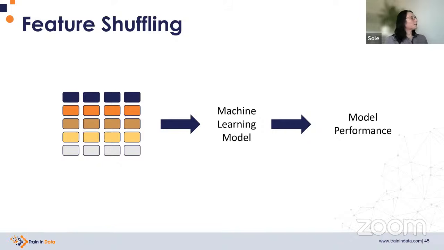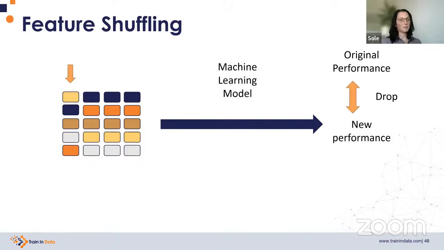So I said I would describe how feature shuffling works. The idea is that if a feature is important, when we randomly shuffle the order of the values of the feature, this should have a knock-on effect on the performance of the model. So we have a data set again with 4 features. Then we train a machine learning model and we evaluate the performance of this model. In the next step, we're going to shuffle the order of one of the features.